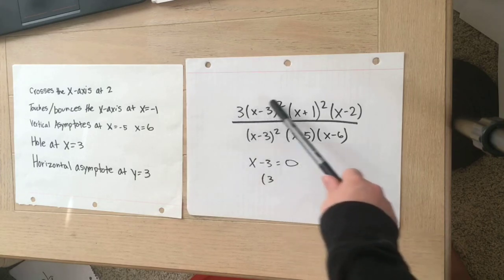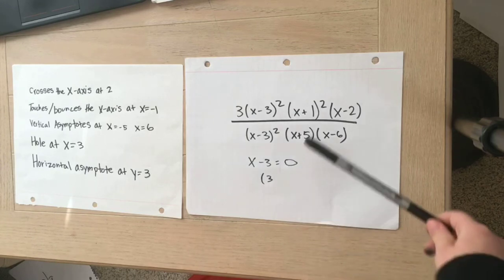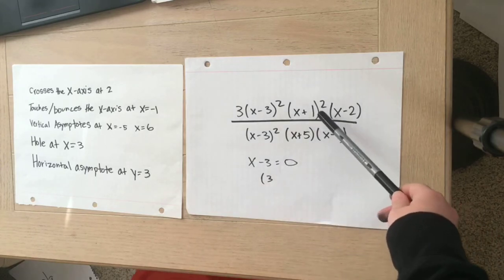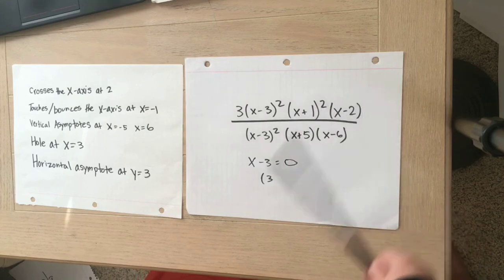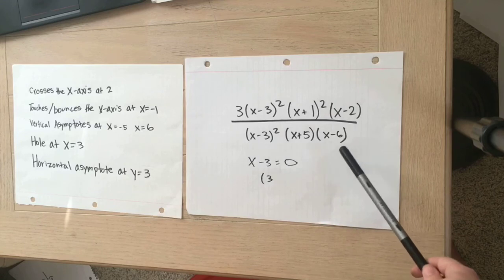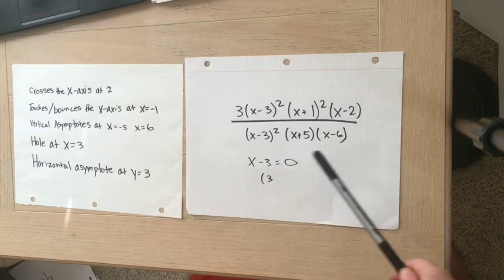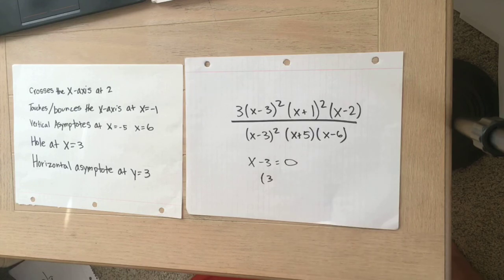And then when we divide, since these are the same, we can divide to get the horizontal asymptote, and it will be 3. X plus 1 squared will bounce off of the x-axis. X minus 2 will cross the x-axis, and the vertical asymptotes will be at x equals -5 and x equals 6. And that is how you find the equation for those requirements.